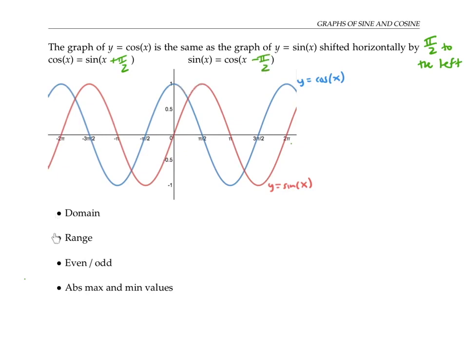Next, let's look at domain and range. The domain of sine and cosine is all real numbers. I'll write that as negative infinity to infinity, but the range is just from -1 to 1. That makes sense because sine and cosine come from the unit circle.